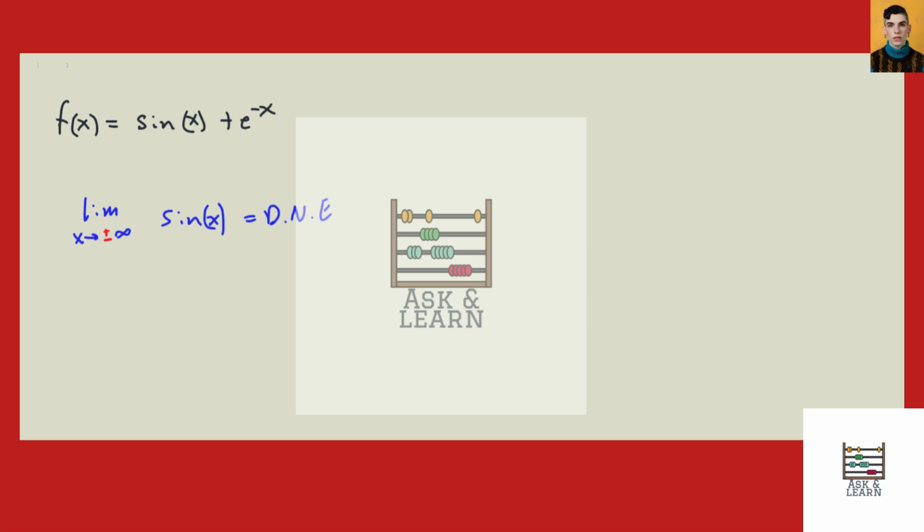Now, we know the limit as x approaches infinity of e to the negative x. Well, this would go to 0, because remember, e to the negative x is really 1 over e to the x. So we'd have something going to infinity and dividing that into 1, or a constant, so that should go to 0.